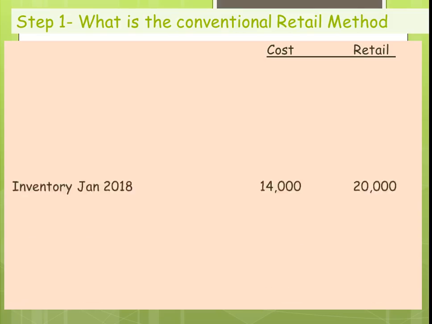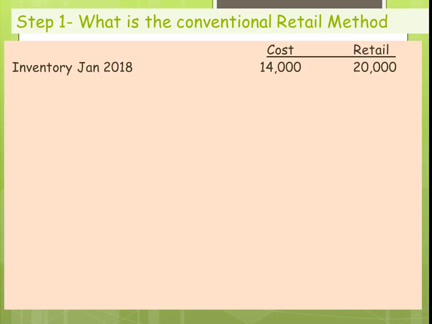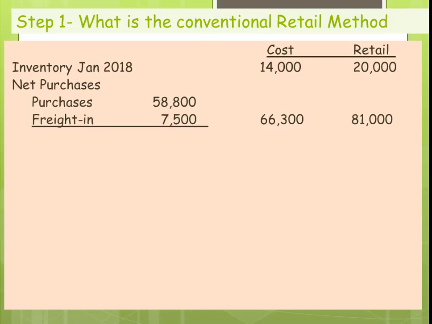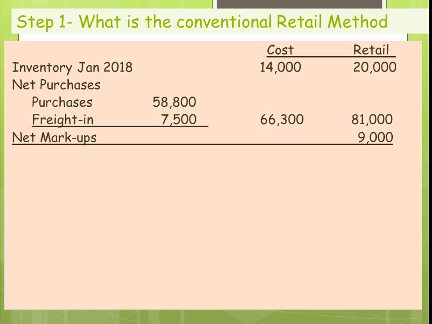What we're going to do is take our inventory, which we had at cost and retail. Then we're going to take our net purchases minus freight in to get our purchases at cost, and it gave us the value at retail. So we don't worry about the freight in for the retail one. Okay, now we're going to add in our markups. And these numbers right here are what we're going to use to come up with our ratio.